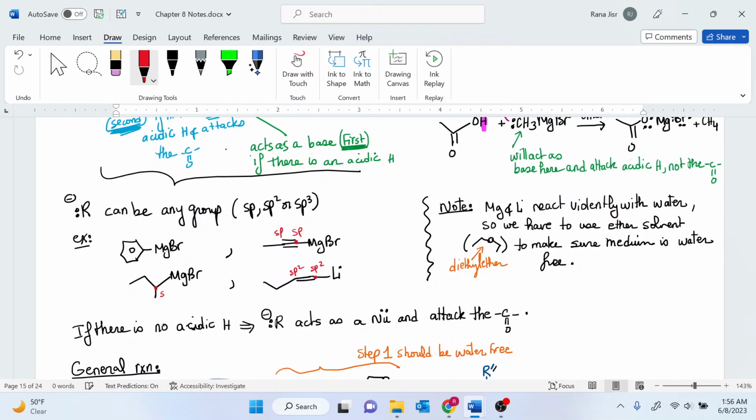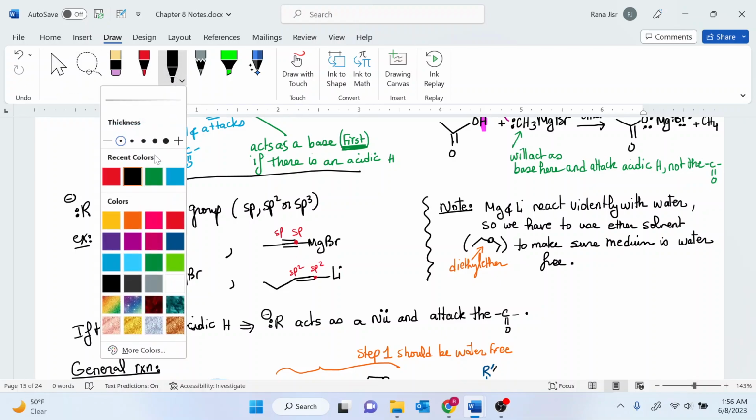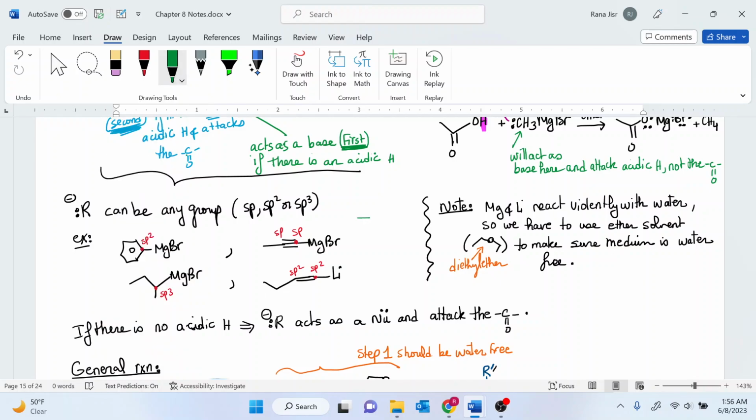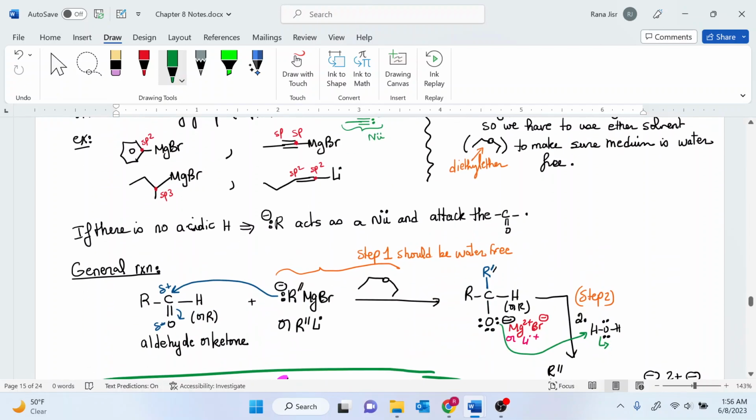And this is going to be an sp3, and this is going to be an sp2 over here. So any type of carbon that is connected to the magnesium is going to work. If I want to represent this, then take out the covalent bond and represent it as a triple bond with a lone pair and a negative charge that is connected to a carbon. So this now is going to be your nucleophile that is going to attack the partial positive carbon.